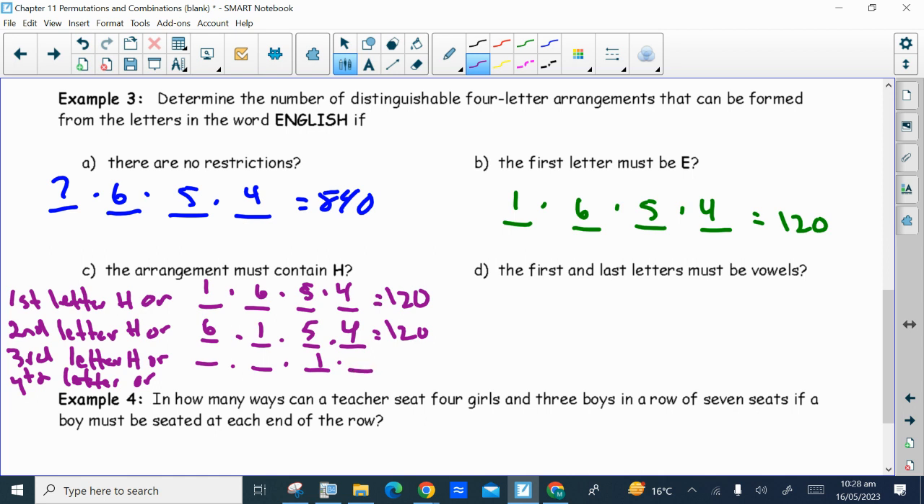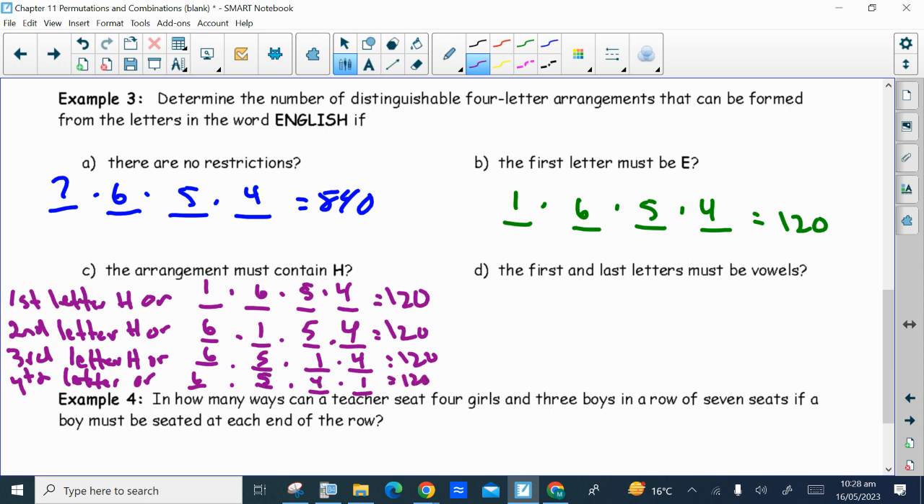What if the third letter is the H? So you'd have a 1 for that third space. We started with 7. We've already set the H in the third space. So now we have 6 choices for the first, 5 for the second, again 1 for the third, 4 for the last. That also equals 120. So it's also going to be 120 for this last scenario, where the H is in the last position, so we put a 1 there. The other spaces are 6 times 5 times 4, which is 120.